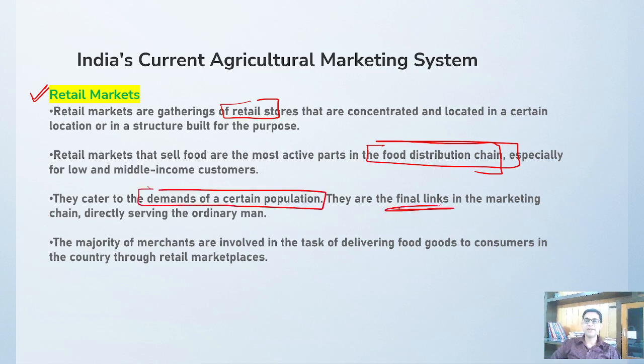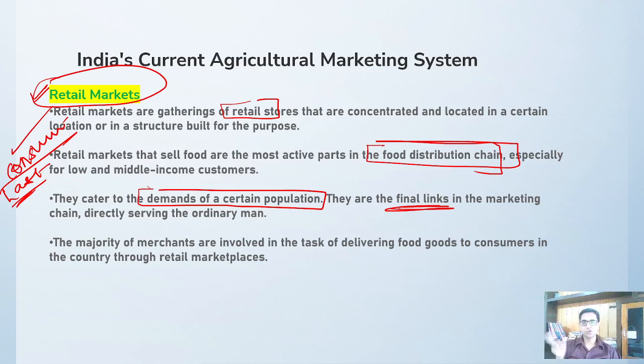They are the final link in the marketing chain. That means after coming from the farmer to the warehouse, to the mandi, to the terminal market, these are the main places from where the last consumer buys. Merchants deliver the food goods, everything, over here through marketplaces.